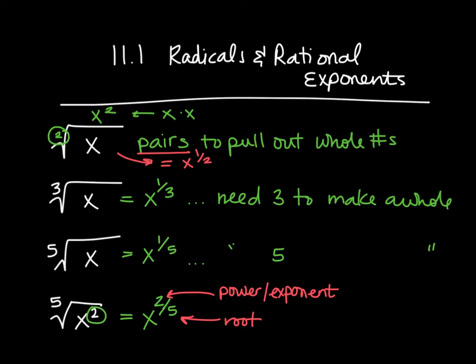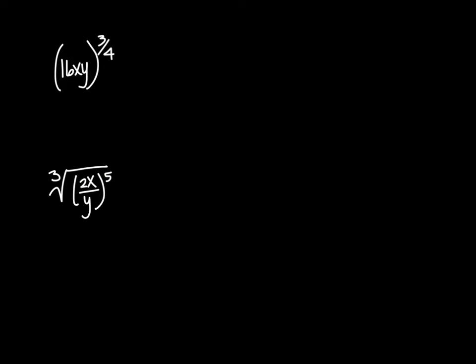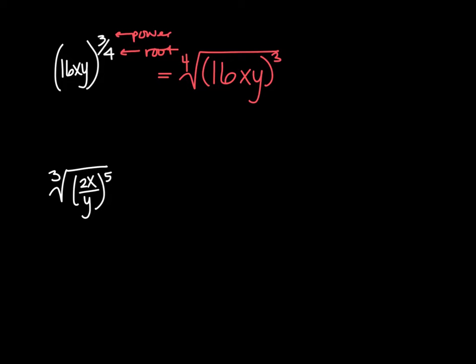So let's see what this looks like in application. Okay, so on examples like this, they're going to want us to just make sure we know how to go back and forth between the two. So remember, my bottom number is my root, not my power, and the top number is my power. So that means this could be rewritten as the fourth root of 16xy all to the 3rd power. If we were going to simplify that at all, we could simplify the 16, but for now, I just want you to leave it like that.